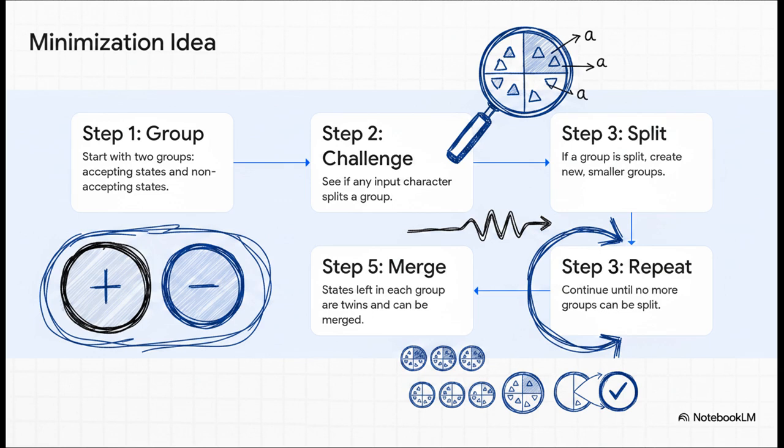You pick a character, say the letter A, and you ask, for every state in this pile, does the letter A send them all to the same new pile? If the answer is no, if some go to pile X and others go to pile Y, then you've just found a difference. So you have to split that pile into smaller ones. You just keep doing this over and over until you can't find any reason to split any of the piles anymore. And whatever states are left sharing a pile at the end, those are your true, indistinguishable twins.